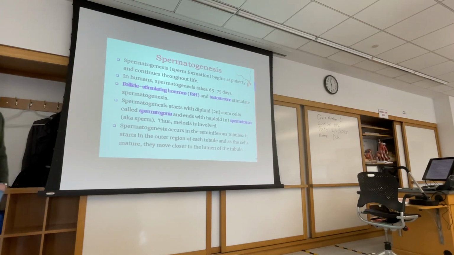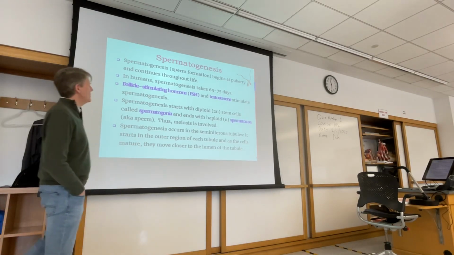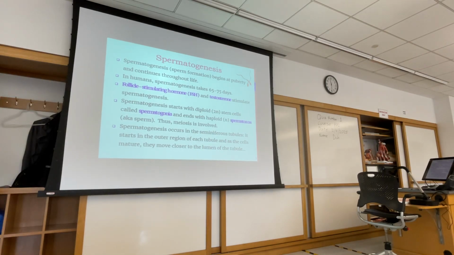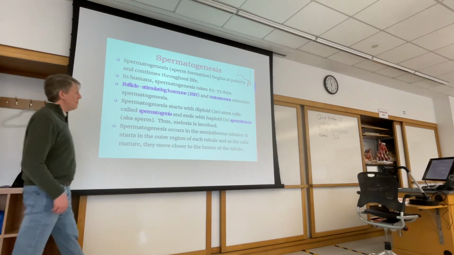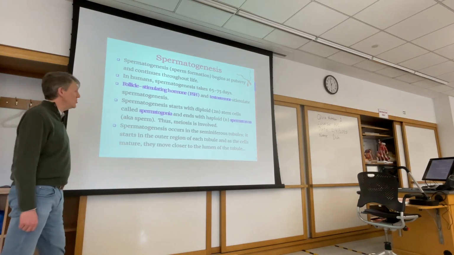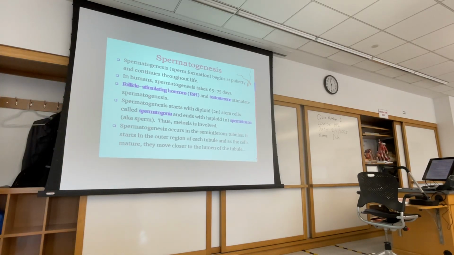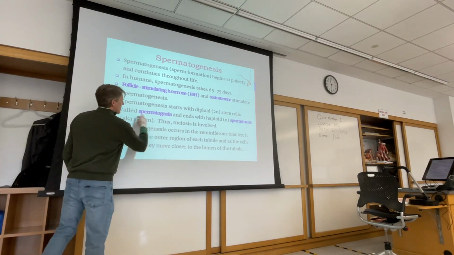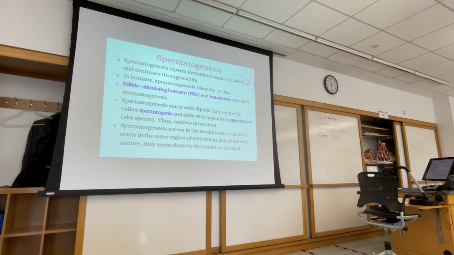Where does FSH come from? That comes from the anterior pituitary, and then testosterone comes from the testes itself. Now, when you're making sperm, you start with essentially a great-great-grandfather sperm. That's called a spermatogonia. And the spermatogonia, it's diploid.